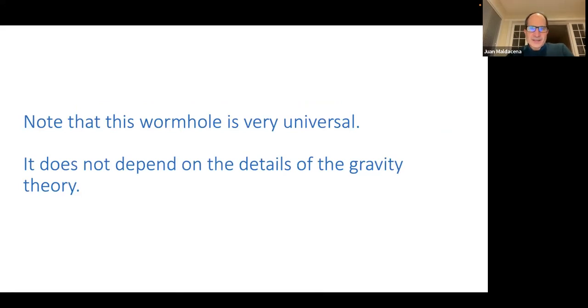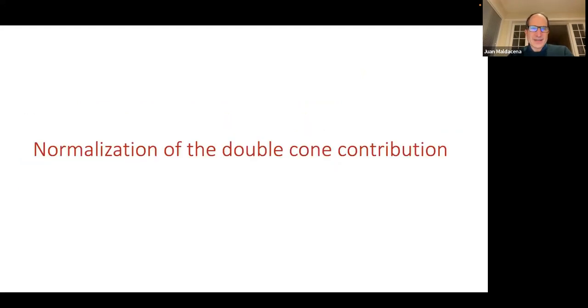Now, this wormhole is very universal, so it does not depend on the details of the gravity theory. So it's true in, let's say, JT gravity, in 3D gravity, 4D gravity, 10D gravity, etc.